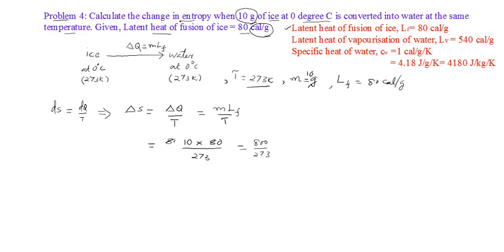When you calculate this value, you'll get around 2.93. That's the numerical value. What will be the unit? Because I used calorie, is it not? Joule per Kelvin is the SI unit of change in entropy, but here it is calorie per Kelvin. So the unit will be calorie per Kelvin. So this is the answer.